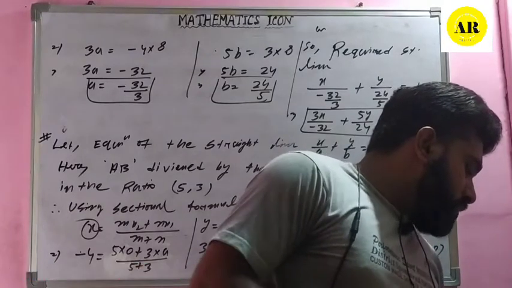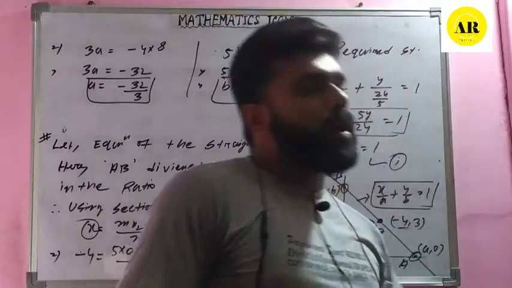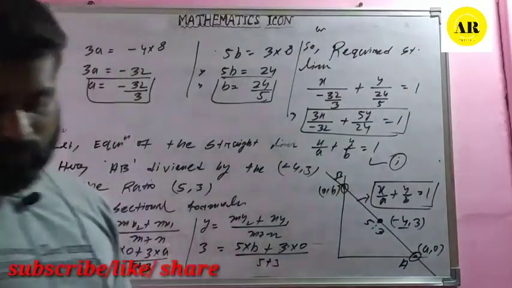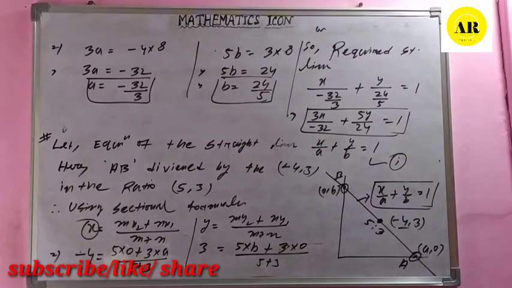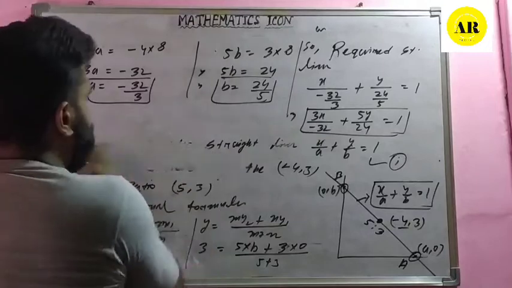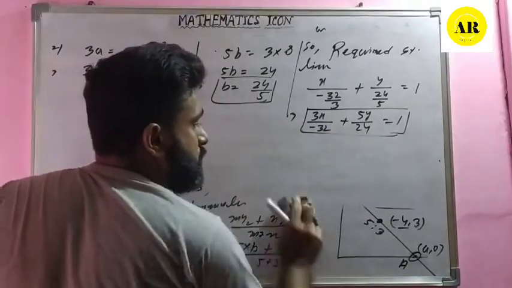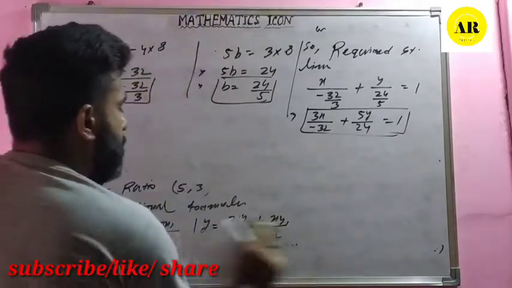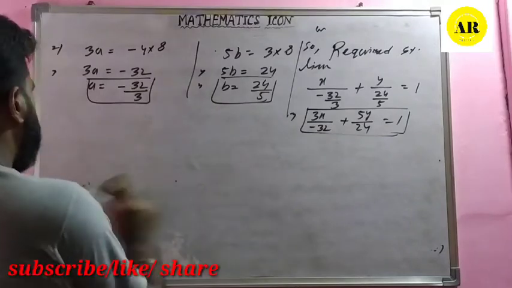Find the equation of the straight line which passes through the point (1, -7). Find the equation of the straight line. Next question, the second question is: find the equation of the straight line.